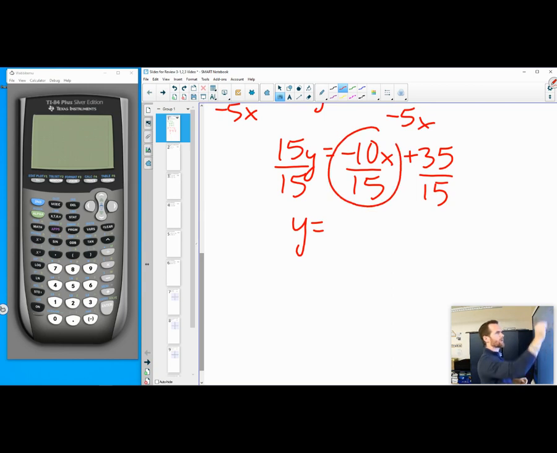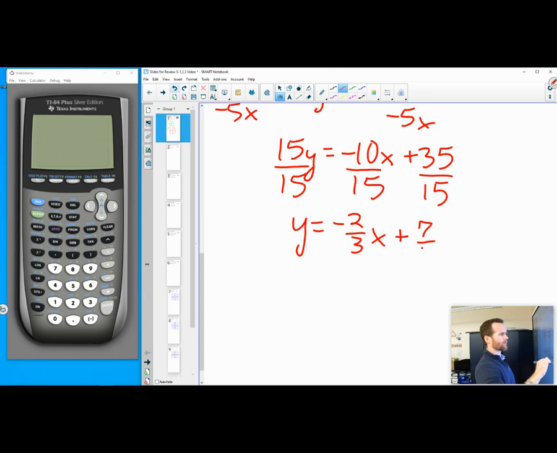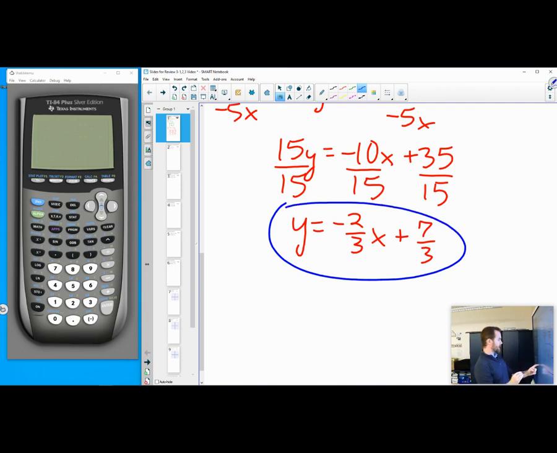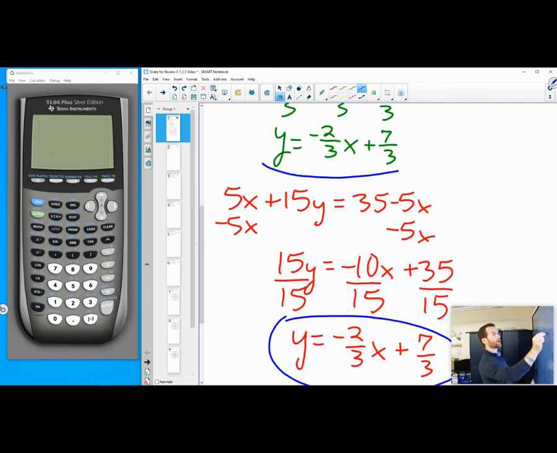The first fraction, negative 10 over 15, we can divide both of them by 5. That's negative 2 over 3x. Plus, here we can divide by 5 again, right? So that would be 7 over 3, if I'm not mistaken. Now we just have to compare our two equations. So this equation and the other one, which was in green right there.